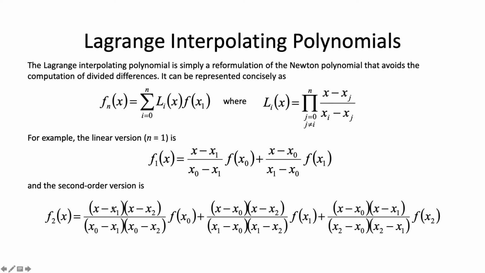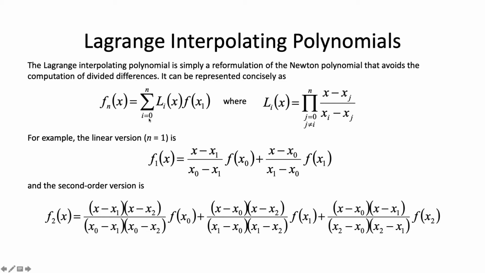So for the first term, where i equals 0, we don't consider j equals 0. Instead, we begin with j equals 1 and then end with j equals 2. So the first term here is x minus x1 over x naught minus x1, which is what you see here. The second term here is x minus x2 all over x naught minus x2, which is what you see here. And then it's multiplied by f of x naught.